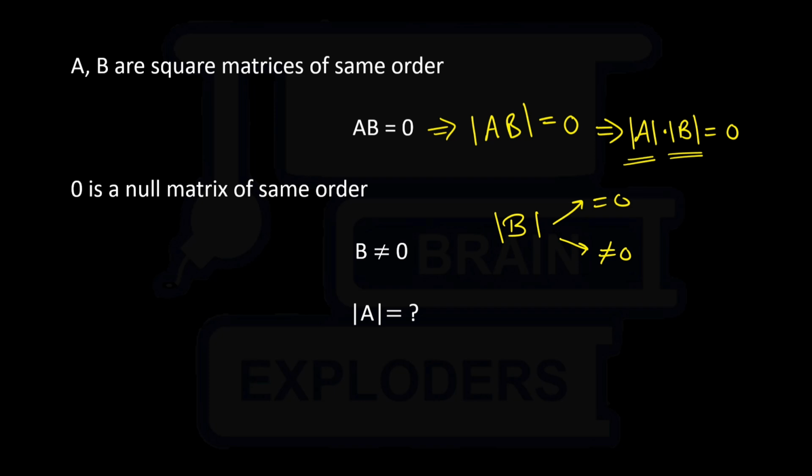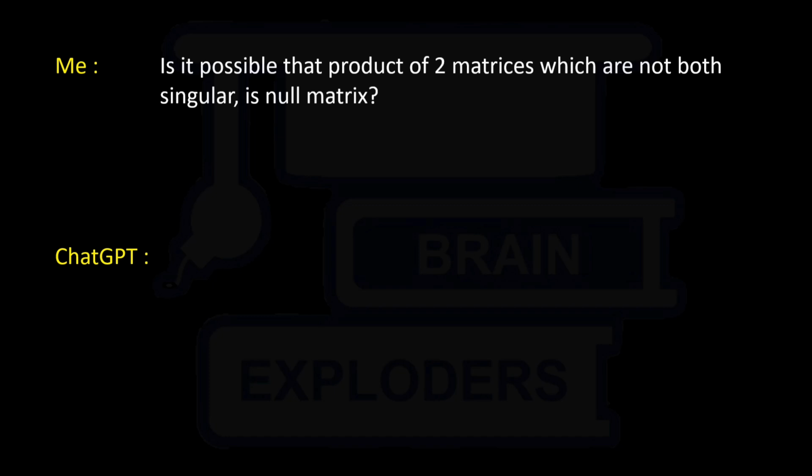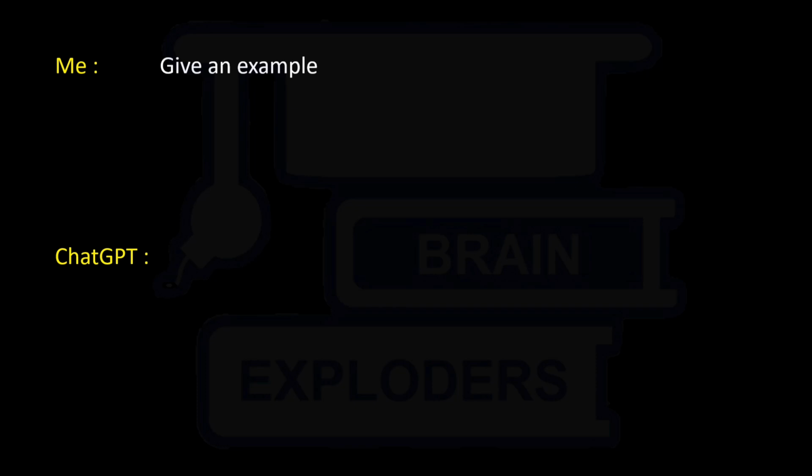So I went to ChatGPT and I had some conversation with it. I asked, is it possible that the product of two matrices which are not both singular is a null matrix? And ChatGPT replied that yes, it is possible. Then I asked for an example and it gave an example of these two matrices.